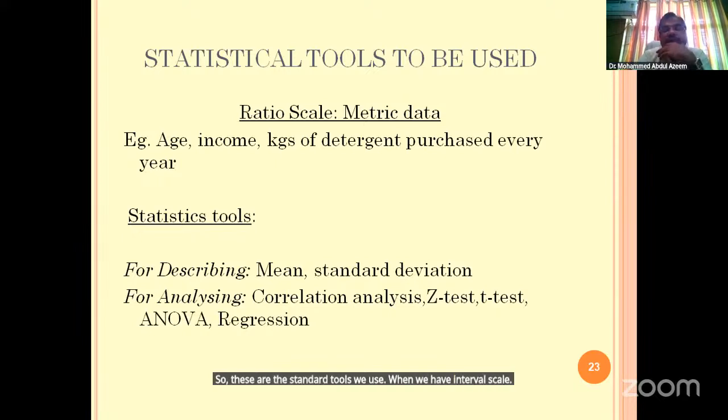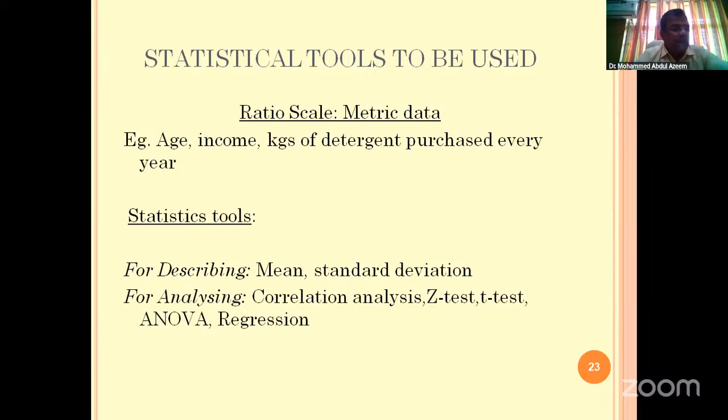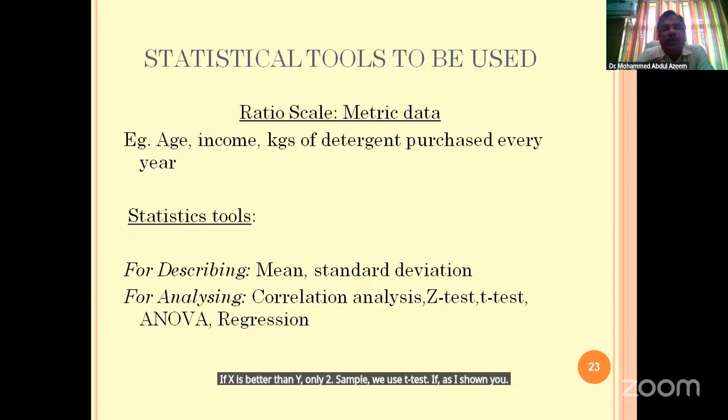Then in ratio scale, we use again ANOVA because if X is better than Y, only two samples, we use t-test. If, as I showed you, the division of marks among 5 types of soft drinks, total will be 100, more than 2, we use analysis of variance. Marks are independent or dependent, we use chi-square, regression. So these are a few standard tools we use. Okay.